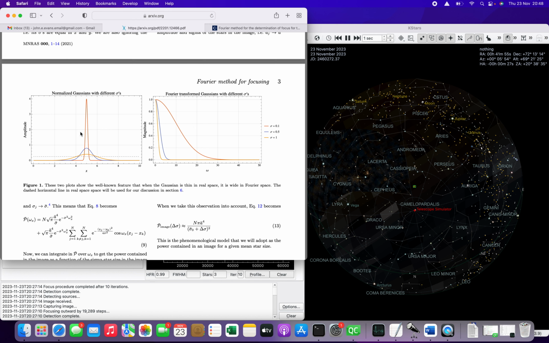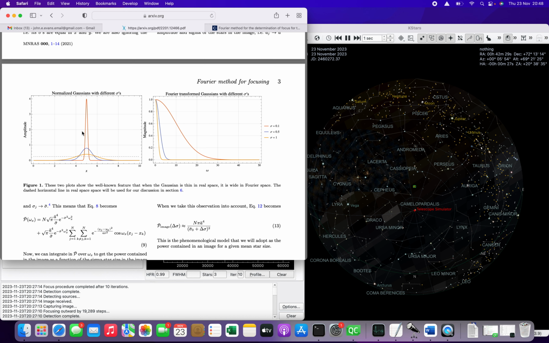So that's fine. So you can imagine a focus frame consists of a series of stars and noise. So the other important concept is that if you assume that the noise in the focus frame is white noise, then the Fourier transform of that would be a constant power at all frequencies.